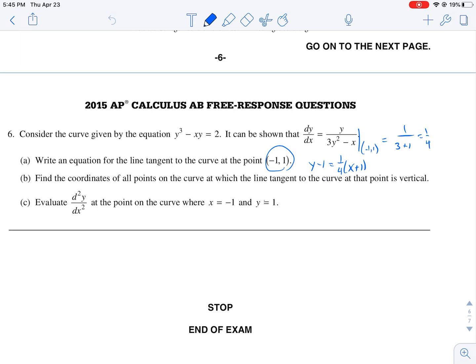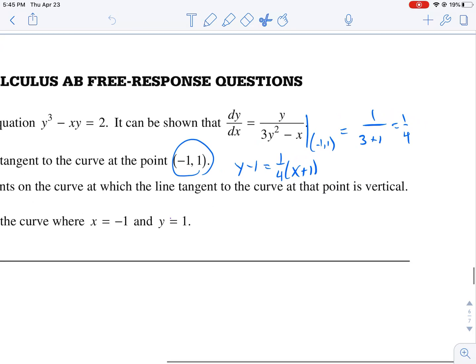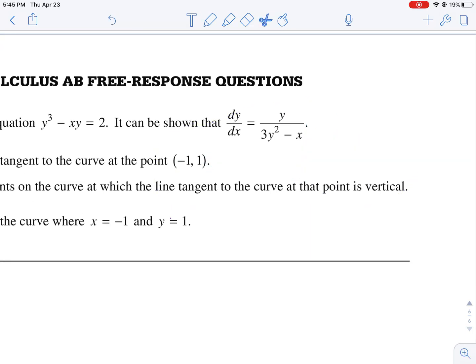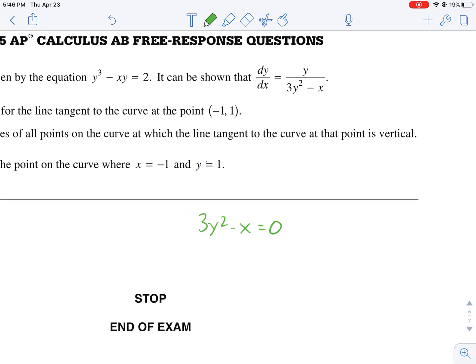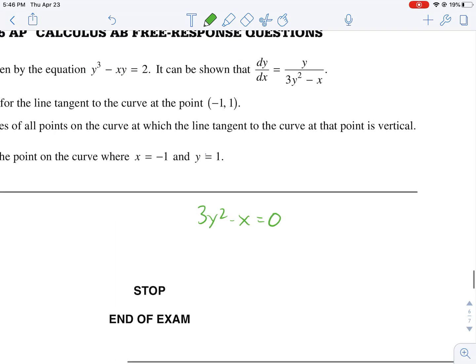Find the coordinates of all points on the curve at which the line tangent to the curve at that point is vertical. So this one's a little bit tricky in a sense. Hopefully you know that you're going to get a vertical tangent line when the derivative is undefined, which is going to be when the denominator is 0. So you do 3y squared minus x equals 0. Now typically we solve this for y, but if we solve this for y, we're going to end up with plus or minus square root of x. And then you have to plug that in for 2 different y's here. If you go through the algebra, you're not going to be able to solve this equation without a calculator. So we actually solve this one for x.